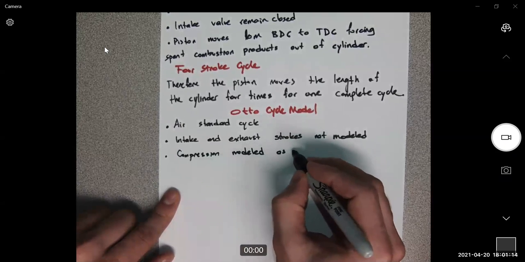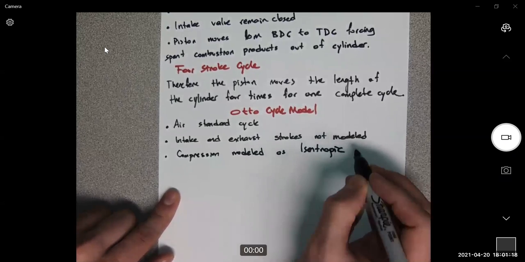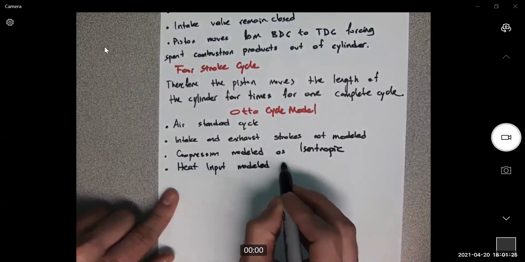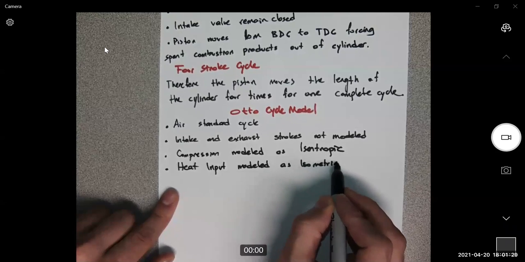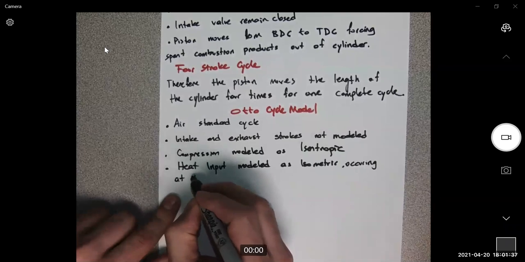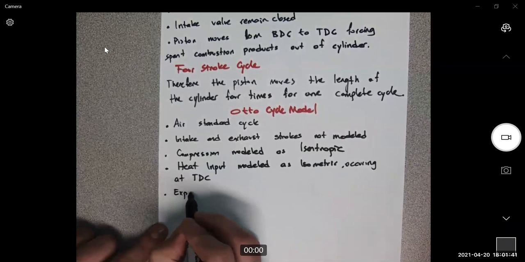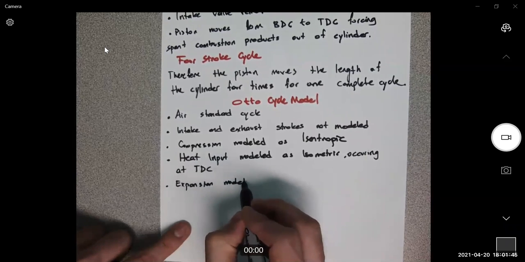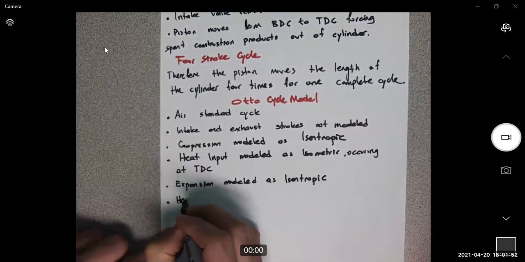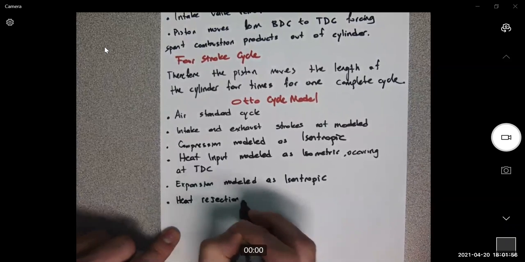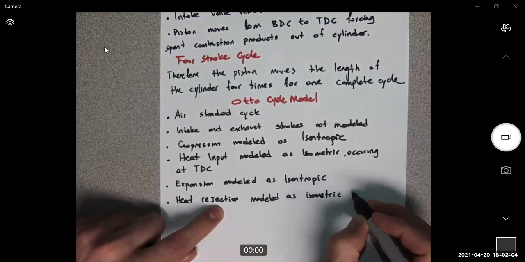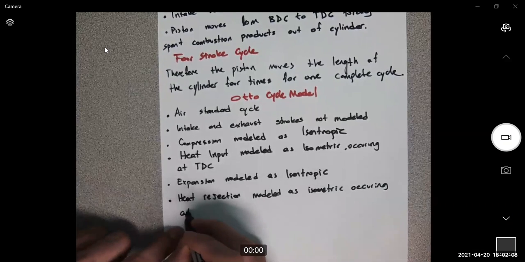Third, compression is modeled as isentropic. Heat input is modeled as isometric, which occurs at top dead center. Expansion is modeled as isentropic. Rejection is modeled as isometric, at bottom dead center.